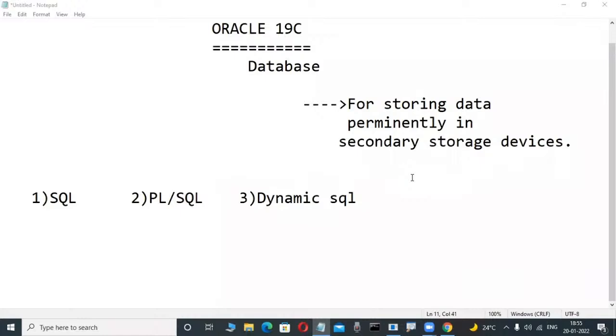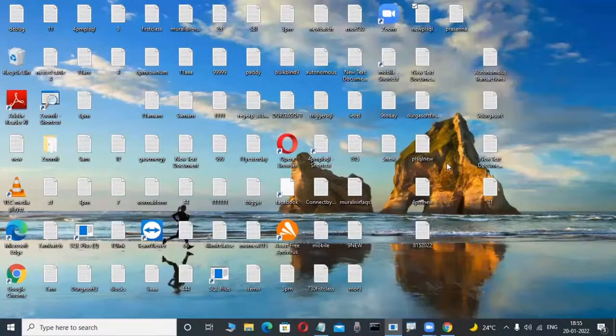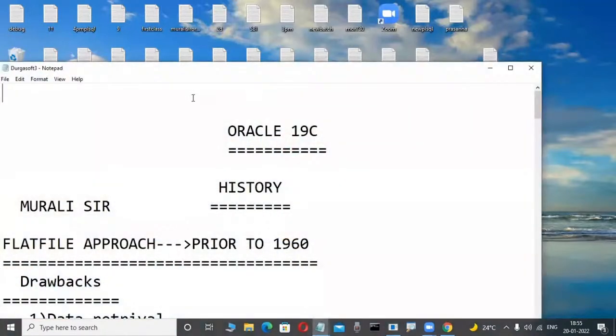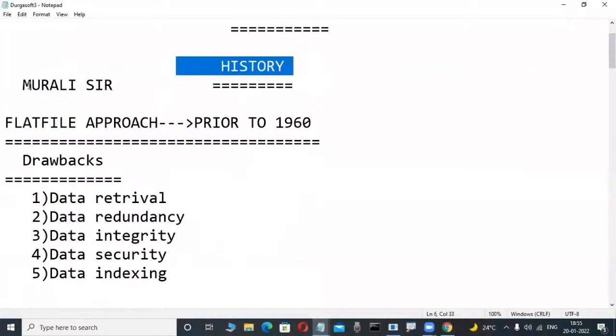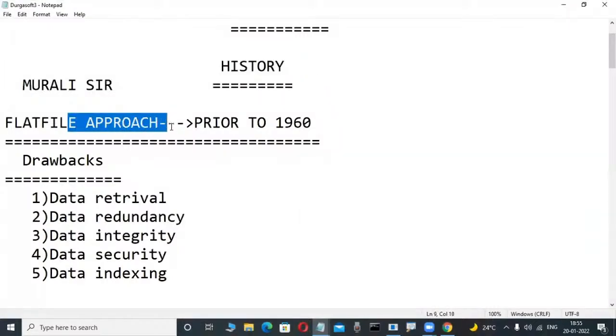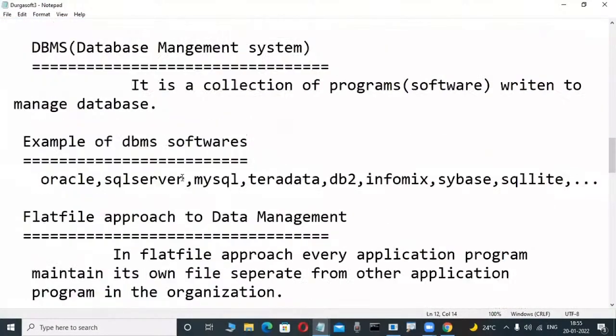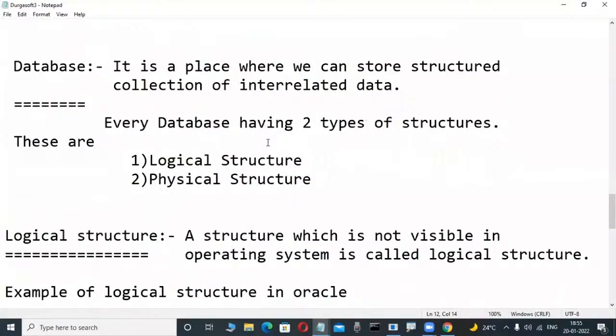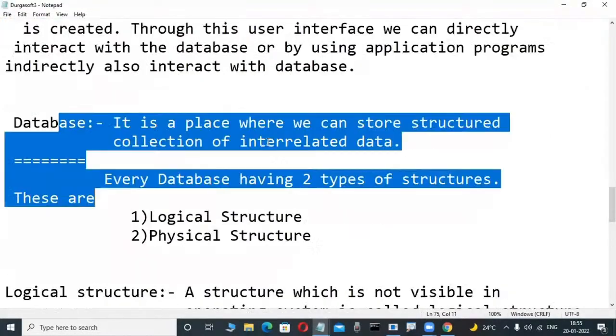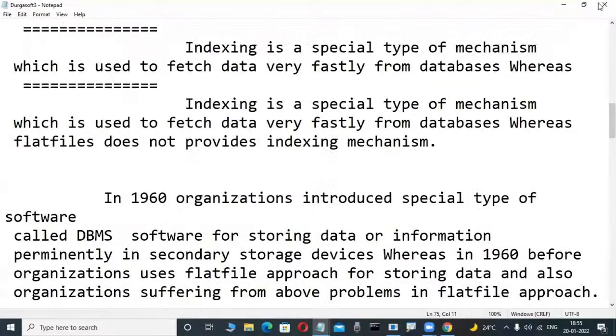In this course, we are covering SQL, PL/SQL and dynamic SQL. One of these days, we will also tell the history, not Murali Sir's history but database history. In olden days, the flat file approach was there, and what its drawbacks are, we will learn in the middle of the course. Then what is a database, and what are the differences between DBMS and RDBMS, we will learn one of these days.